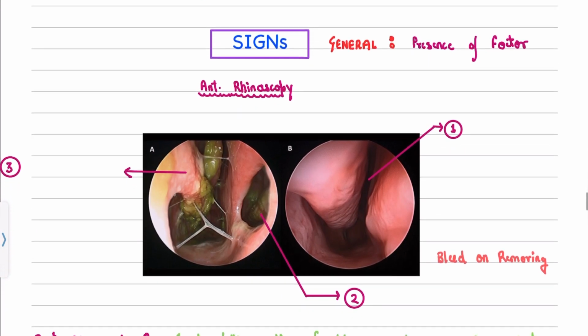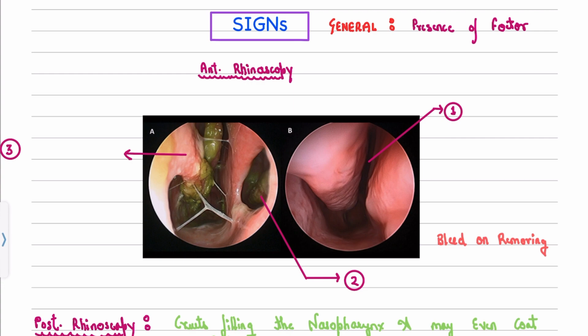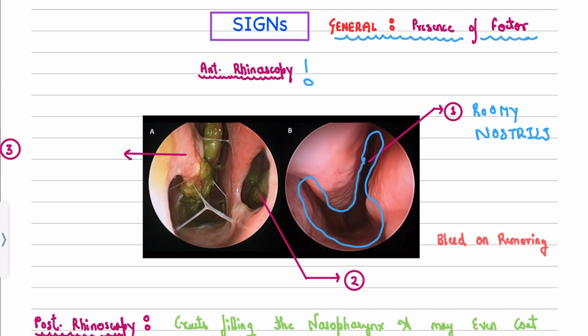Now let's move to the signs of atrophic rhinitis. Generally, the general sign includes the presence of a bad smelling odor, which is referred to as fetor or ozena. On anterior rhinoscopy, the following things are seen. First, we see roomy nostrils. In this cavity, you can easily appreciate how roomy the nasal cavity has become. So on anterior rhinoscopy, the first thing to be seen is roomy nostrils.